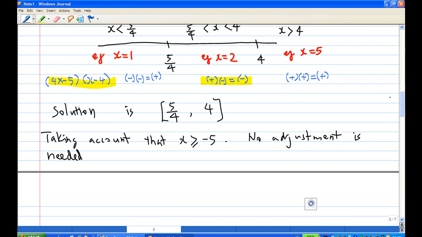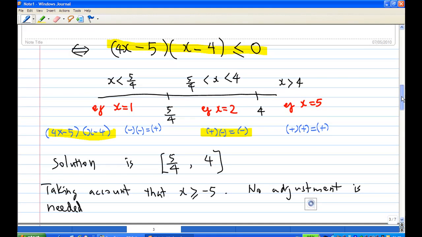Therefore, the solution is x greater than or equal to 5 over 4 and less than or equal to 4. Right? That is the solution. Okay, so this is the end of the solution.